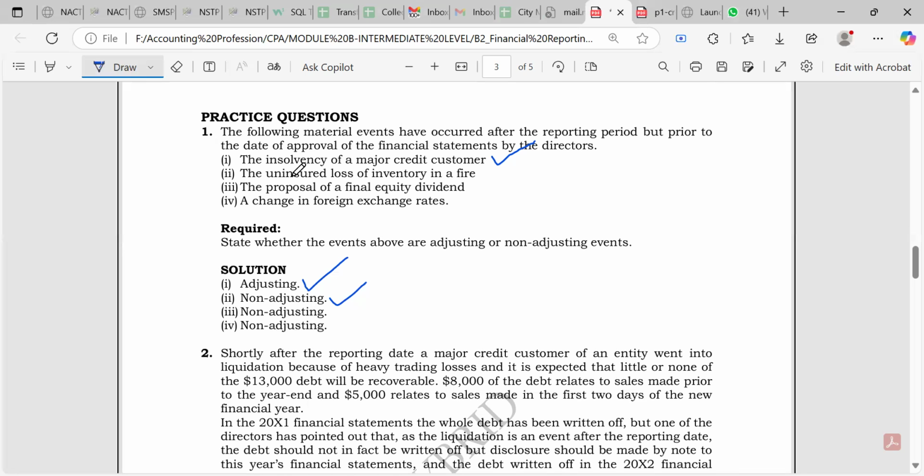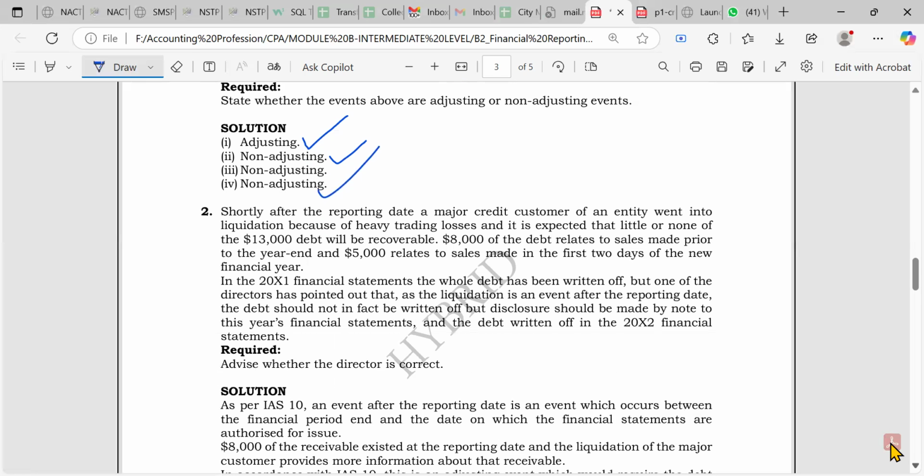Okay, now the proposal of a final equity dividend. I think we have spoken about this several times. Proposal of a dividend is a non-adjusting event. You see, the same questions are the same. A change of foreign exchange rates or tax, whatever, is also non-adjusting.